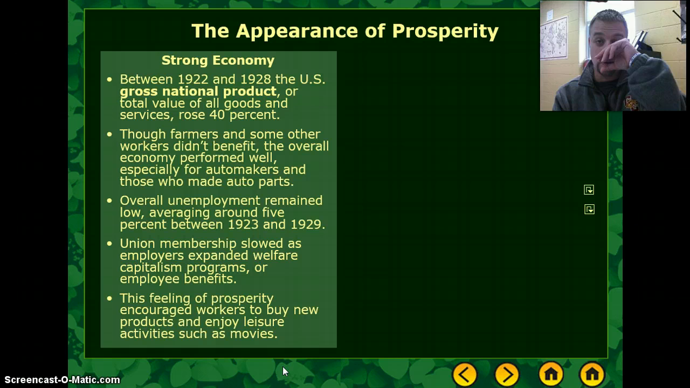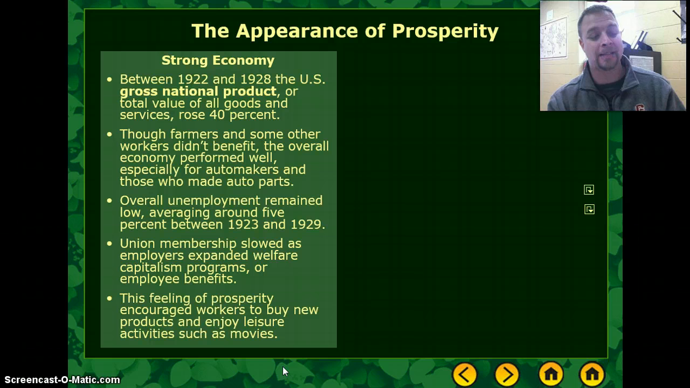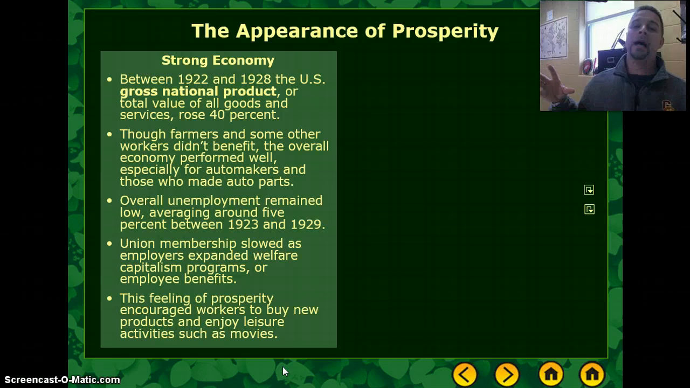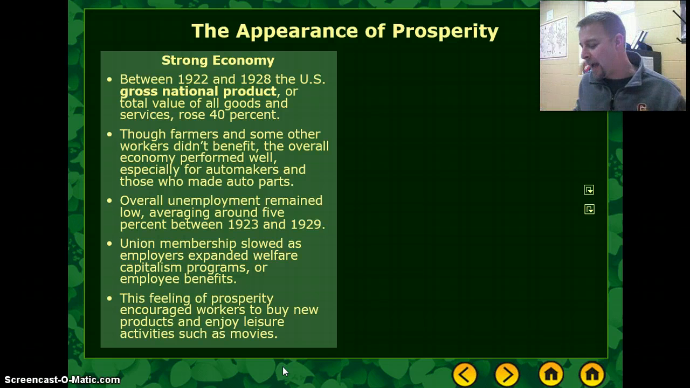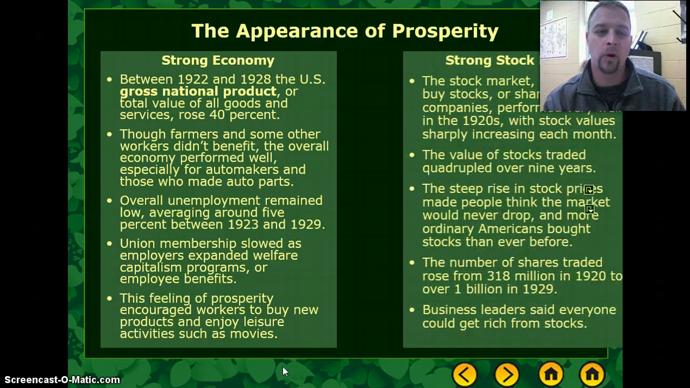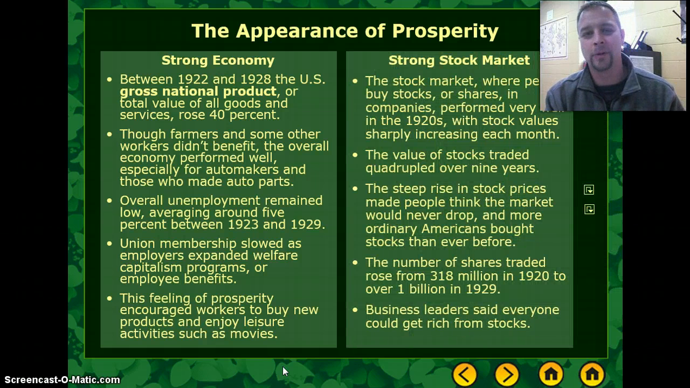As a result, union membership slowed down, as employers expanded welfare capitalism, or employee benefits, in lieu of paying their workers higher wages. This feeling of prosperity encouraged workers to buy new products and enjoy new leisure activities such as movies and going to sporting events, and expanded the high-living lifestyle to the working and middle class, who had never really had it so well before.